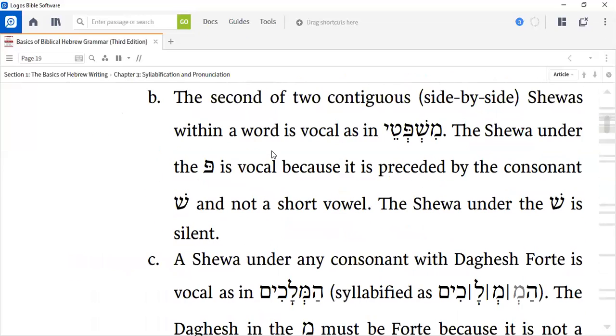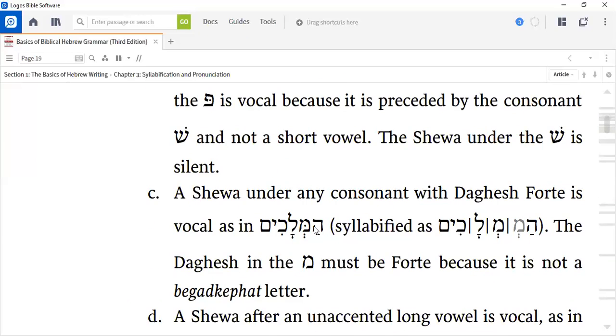Up here is another interesting example, though. Ha, ham. So, okay, we're going to do Sephardic here. Ham melachim. In that case, they're making this vocal because the mem is doubled with this dagesh.